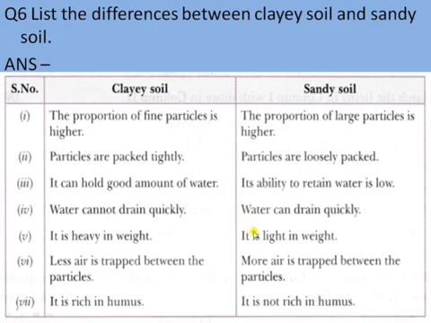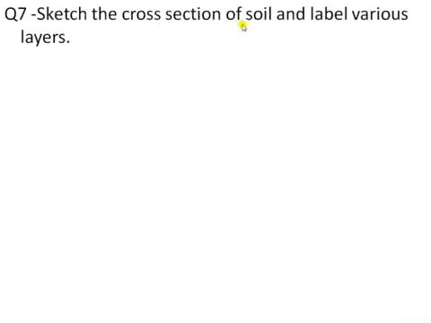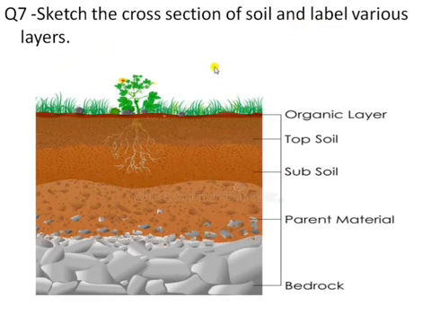Next is question number 7. Sketch the cross section of soil and label the various layers. So this is the picture of the cross section of the soil. The first layer is the organic layer. Second is the topsoil, that is the A horizon. Subsoil is the B horizon. Parent material is the C horizon. And the last layer is bedrock. These different distinct layers of the soil are termed the soil profile. Each layer differs by its texture, color and depth.